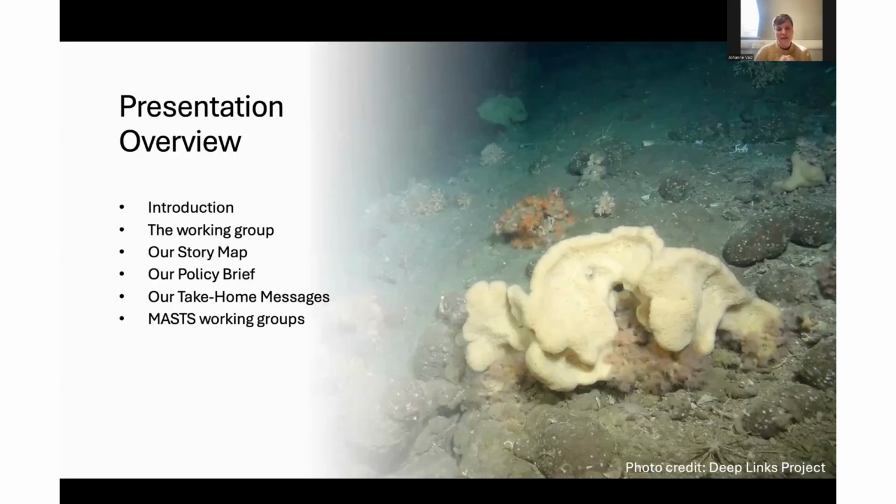Very briefly, I'll go over the reason why we thought this working group was needed. I'll mention all the members of the working group because this was really a team effort. We'll really quickly look over our story map and our policy brief. I'll give you some of our key take-home messages, and I just want to, right at the end, very quickly highlight the opportunity that MASTS working groups really offer. There are other working groups that are already formed within MASTS, but I would like to say that it's a really good way of getting some tangible outputs produced in a quite short time period.